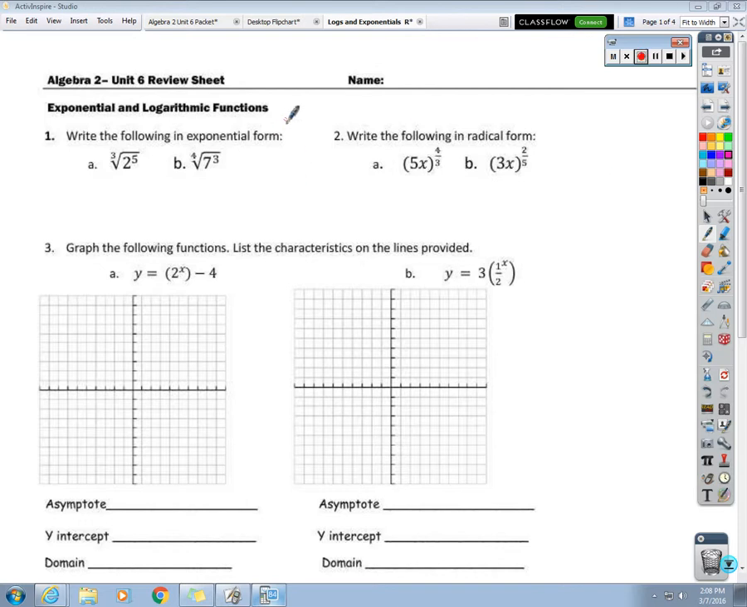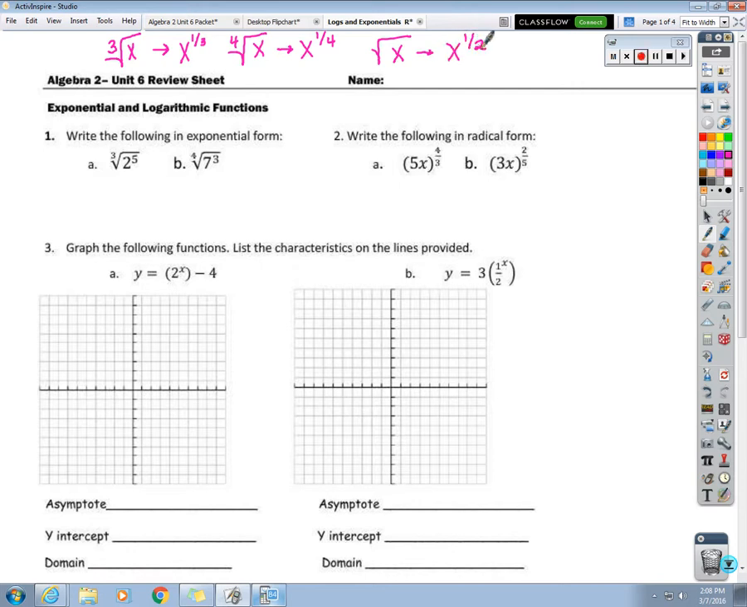Okay, number 1, write the following in exponential form. Well, before I actually do this problem, I'm going to do a quick review. Say you have something like the cube root of x. Instead of writing that with a radical, how else could you rewrite it? X to the 1/3. So instead of the fourth root of x, you could rewrite that as x to the 1/4. So instead of the square root of x, that could be rewritten as x to the 1/2.